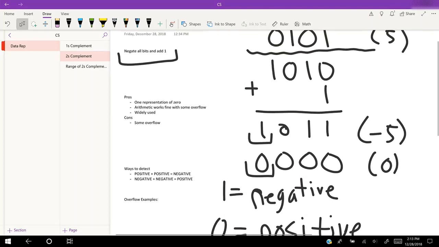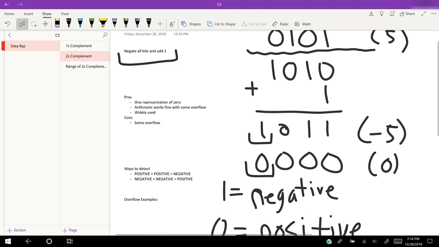Another reason that two's complement is just better is because arithmetic works fine, although there is some overflow, as we'll discuss in a bit. And in general, two's complement is widely used in computers. And just try to remember the difference between one's and two's complement.